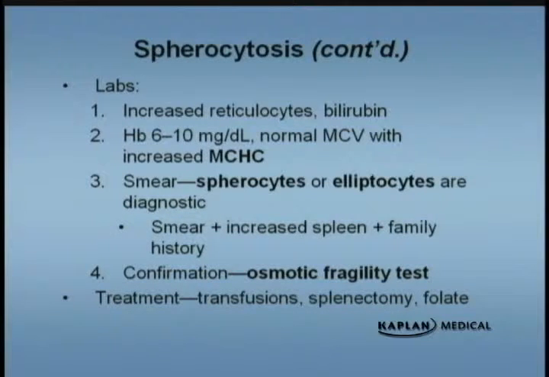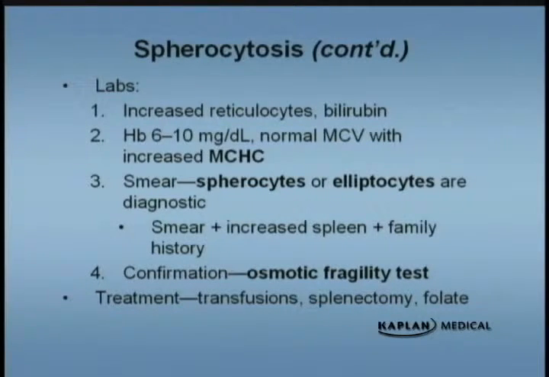These patients will have an increased reticulocyte count because the problem is not in the bone marrow, the problem is out in the circulation. The cells are being destroyed, the bone marrow receives a signal and produces more cells, so the reticulocyte count will be elevated. They can have an increased bilirubin simply because of all the hemolysis that's going on. The liver simply can't handle it, and so you will see jaundice.